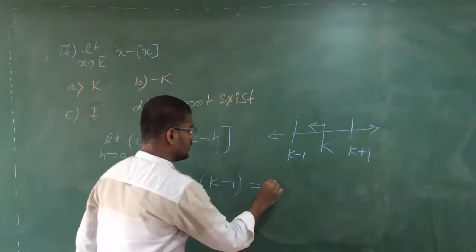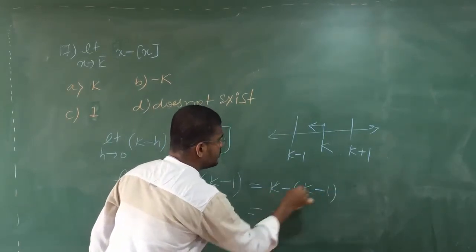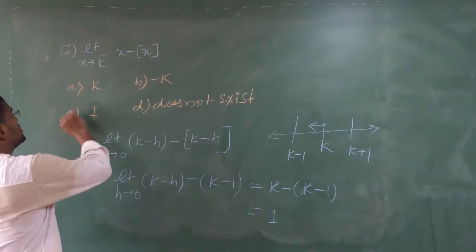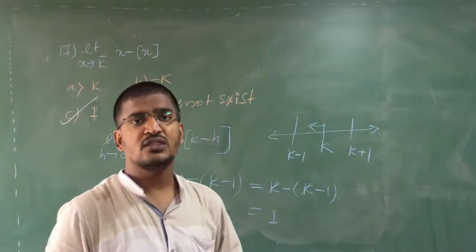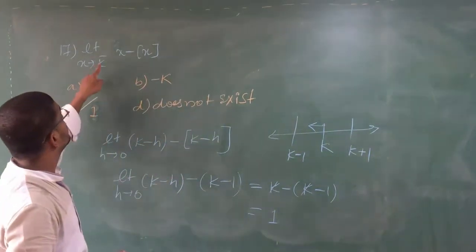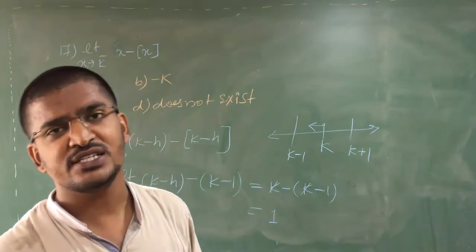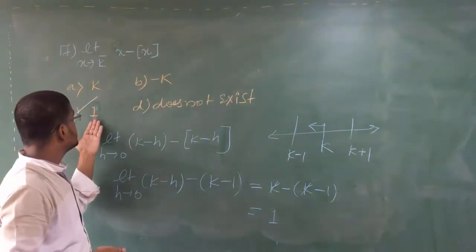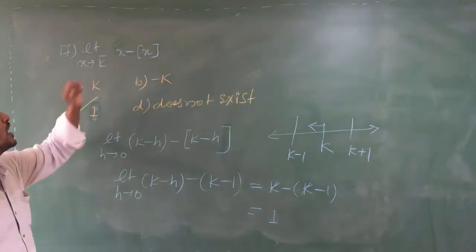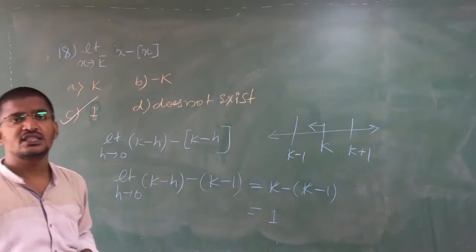Okay, let us take h term as 0. If I take h term as 0, k minus of k minus 1, plus k minus k gets cancelled, and the answer will be plus 1. Minus into minus will be plus 1, and your answer is plus 1. Now I think you see why does not exist is not the answer. Because you are calculating the left hand side of k, at k minus, it will be plus 1. Have you got my point? Clear? Okay.